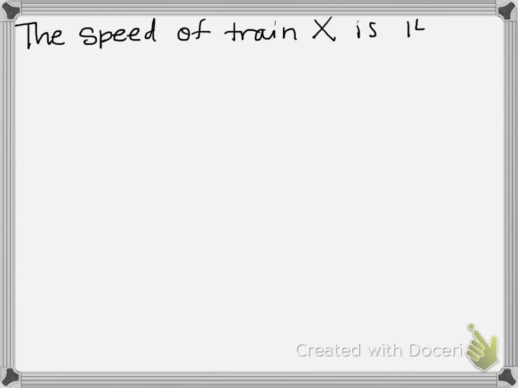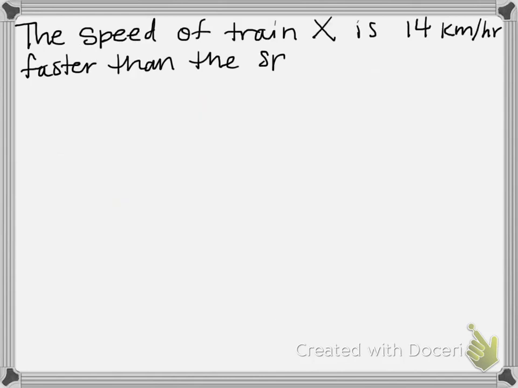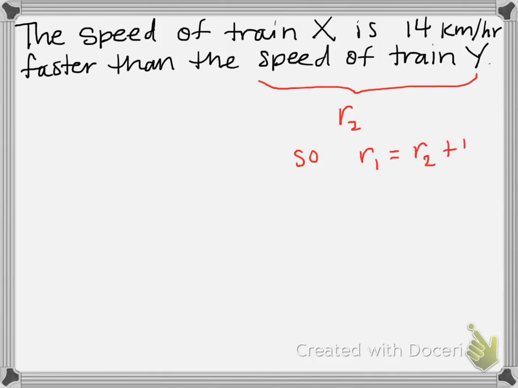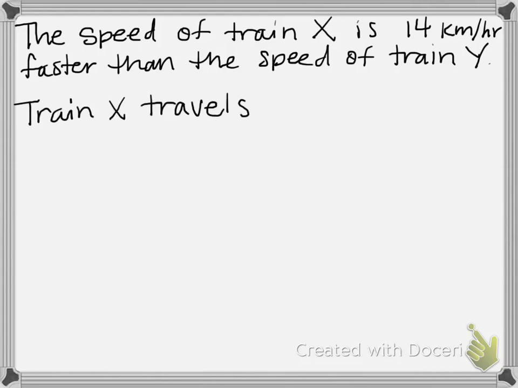So let's look at a given problem. The speed of train X is 14 kilometers per hour faster than the speed of train Y. We don't have the specific speed of either one of the trains, but we do have a relationship between the two of them. So if we say that the speed of train Y is rate sub 2, we would then know that train X, or rate sub 1, is going to equal rate sub 2 plus 14.